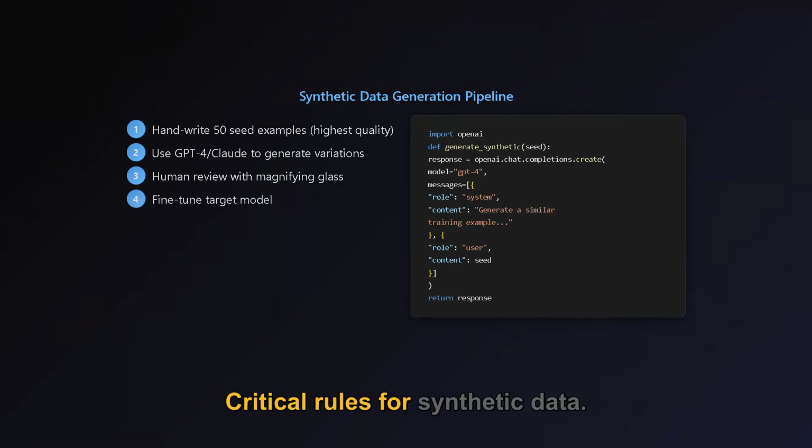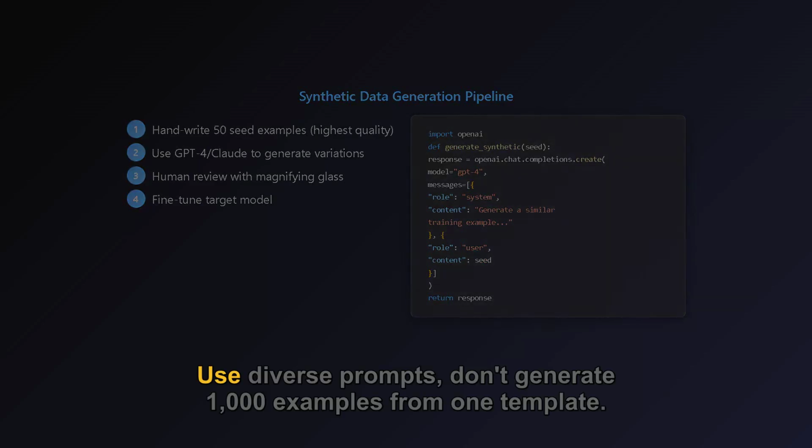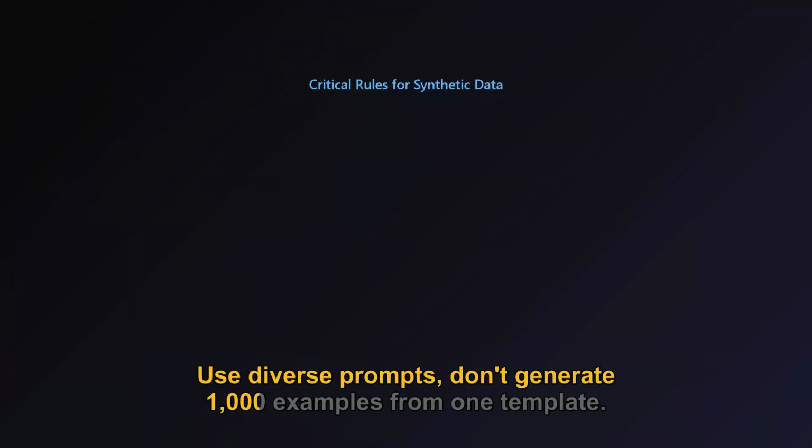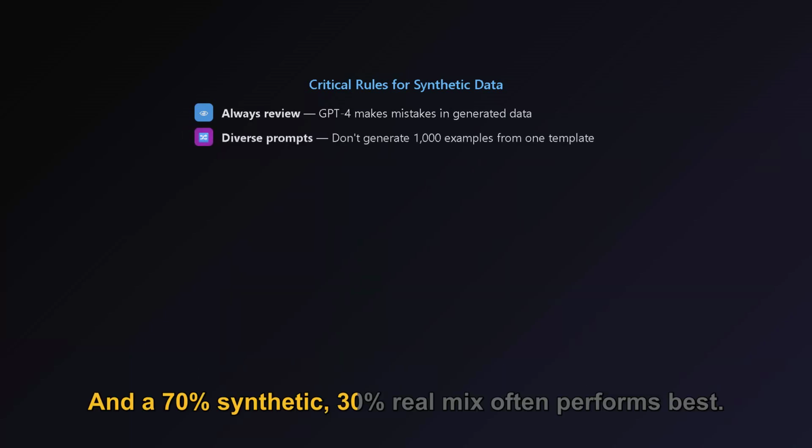Critical rules for synthetic data: always review what's generated because GPT-4 makes mistakes. Use diverse prompts. Don't generate 1,000 examples from one template. And a 70% synthetic, 30% real mix often performs best.